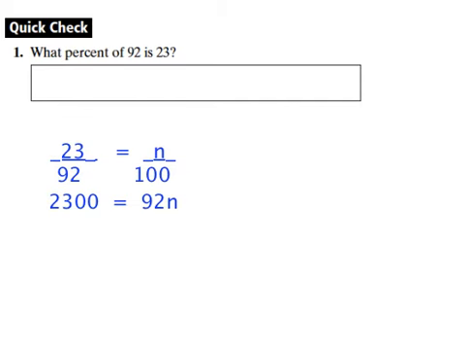Now we're ready to divide both sides by 92. So we have 2,300 divided by 92 and 92n over 92. 25%. So what percent of 92 is 23? 25% of 92 is 23.